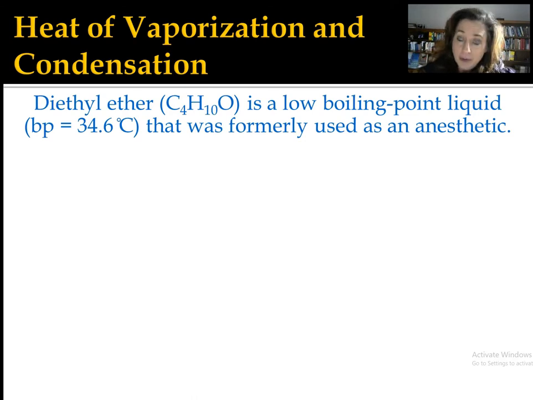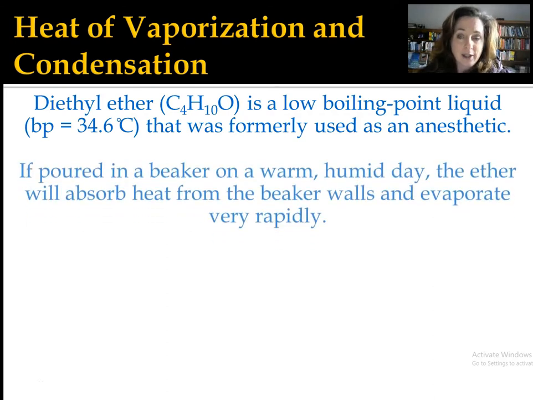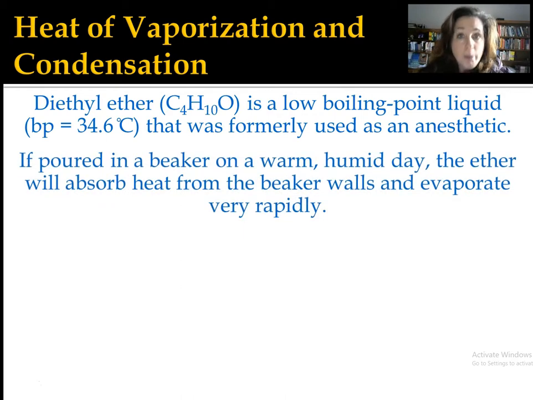Now, diethyl ether is a low boiling point liquid. It has a boiling point of 34.6 degrees Celsius. By comparison, water has a boiling point of 100 degrees Celsius. So diethyl ether has about 1/3 of the boiling point of water. And diethyl ether, which used to be called just ether, was formerly used as an anesthetic. If you had some of this, I'd have to wonder why. Why do you have diethyl ether in your house?